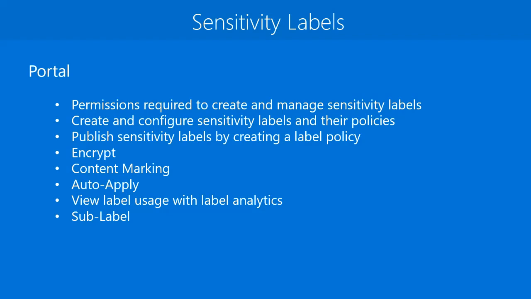Then you create one or more label policies that contain the labels and policy settings that you configure. It's the label policy that publishes the label and settings for your chosen users and locations. So to publish the label to the users or the workloads, you have to publish the labels, and that is done by creating a label policy.